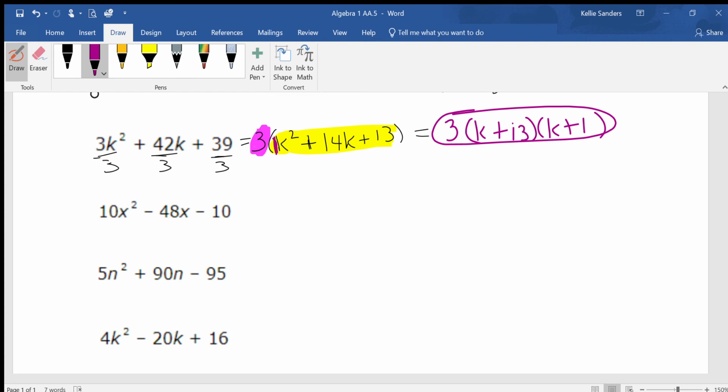Okay, 10, 48, and 10. So we look up those 2 numbers on your factor chart. Is there a number in those squares that are in both the 10 and the 48? And the answer would be yes, and it would be a 2. So we're going to divide everything by 2. Okay, what do we get? We get 5.